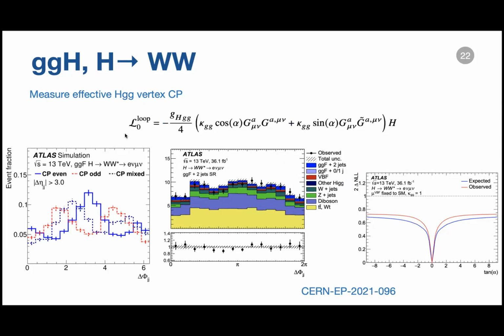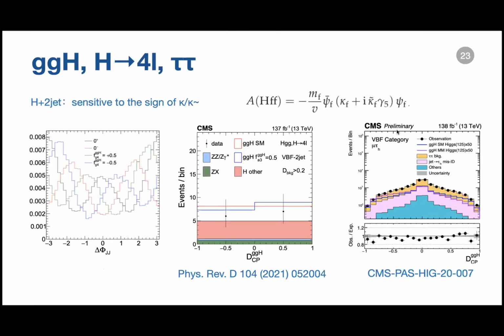And here they make an assumption that they don't know what's happening inside the gluon fusion loop. So they treat this vertex as an effective Higgs-gluon vertex, but still they could be sensitive to the CP of it, whether it's CP even or CP odd. Of course, one has the option to also interpret it as a top Yukawa coupling. And this is what CMS did using Higgs to four lepton and Higgs to tau final states.